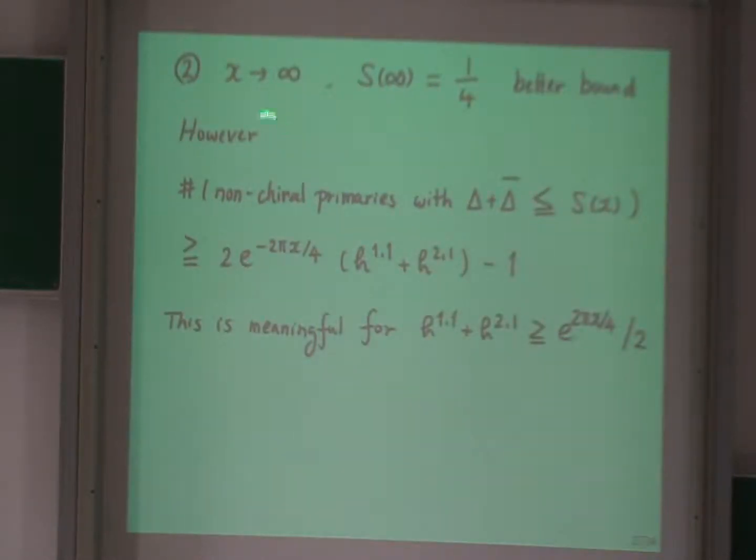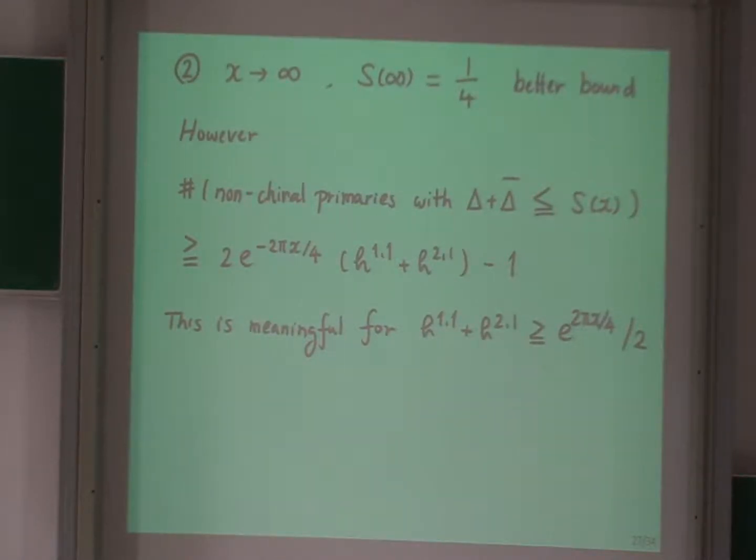Okay, so we can also look at the other limit, and there the bound is actually much better, because S infinity is now a quarter rather than 2/3. So you can show that asymptotically you're going to have lots of states whose conformal weight is bounded by a quarter. But in order to achieve that, you have to consider exponentially large Hodge numbers. So that's another result. And you can of course scan the intermediate region and see what kind of best bound you can possibly get, which we have not done.